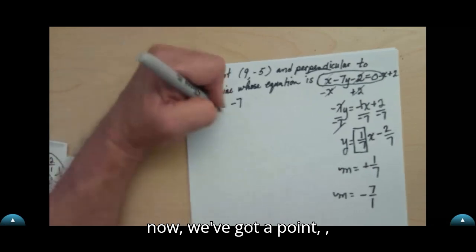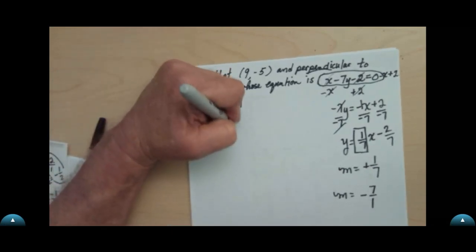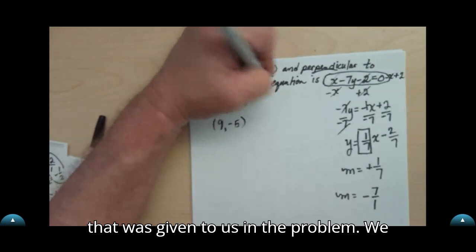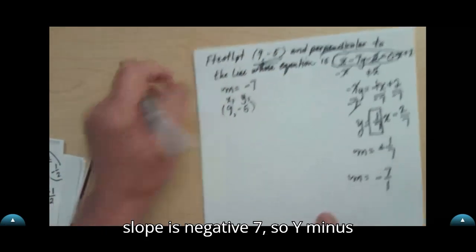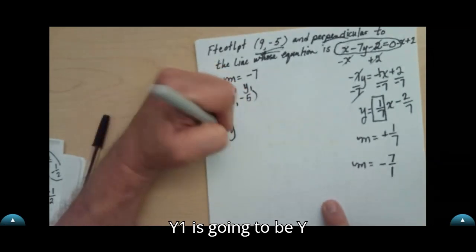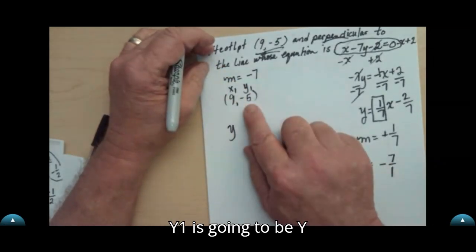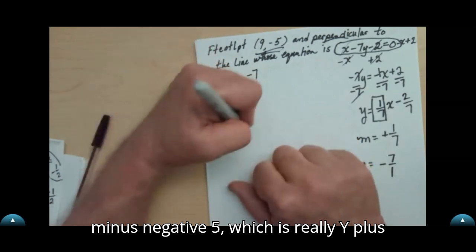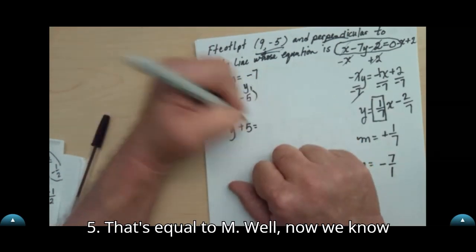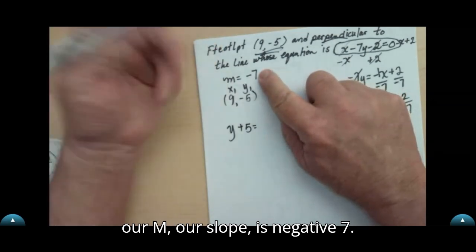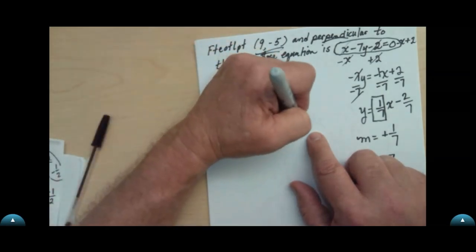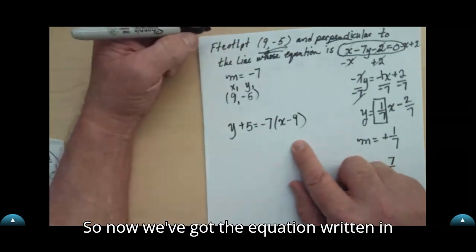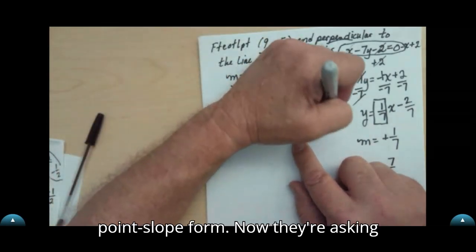So now we've got a point, (9, -5). That was given to us in the problem. We can use that as our x1, y1. Now we know the slope is -7, so y minus y1 is going to be y minus -5, which is really y plus 5. That's equal to m, our slope, -7, times, in parentheses, x minus x1, that's x minus 9. So now we've got the equation written in point-slope form.